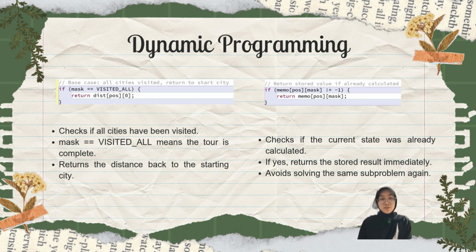Moving to the next section, the algorithm checks whether all cities have been visited using the condition mask equals visited all. If this condition is true, the algorithm returns the distance back to the starting city to complete the route. The next part is the memoization check. If the current state has been calculated before, the algorithm immediately returns the stored result. This is the key feature of dynamic programming because it avoids solving the same subproblem multiple times.